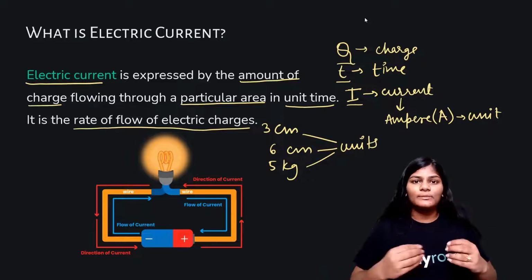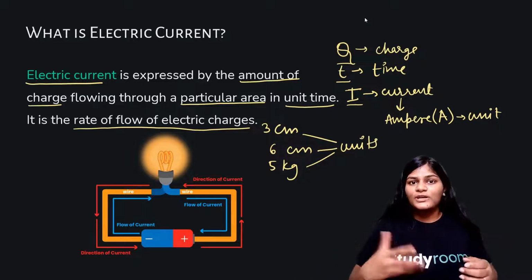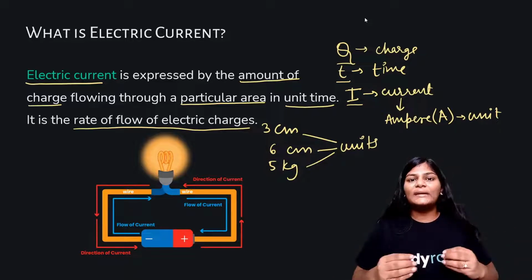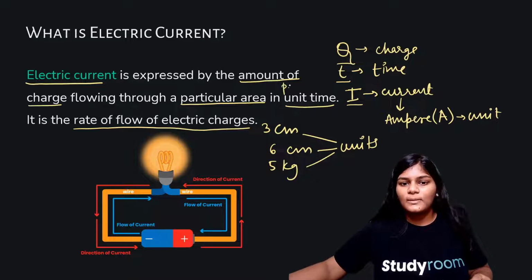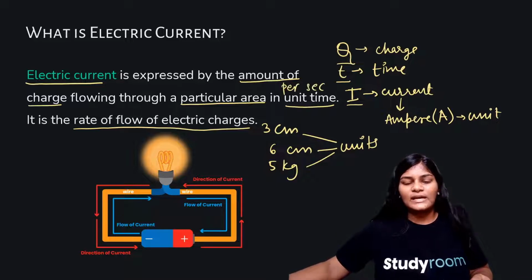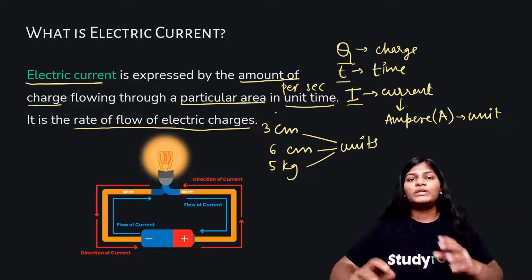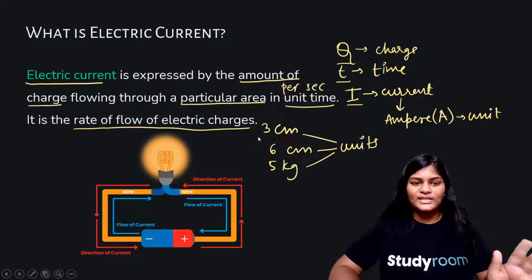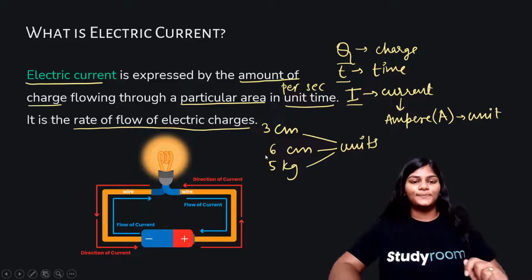In unit time basically means, unit means 1, and time is measured in seconds, right? So unit time means per second. So another way you can write unit time is per second. This is how you can write unit time. So how we express it, we'll do it in a few slides. Okay, let's move on from here. Keep the concepts of unit and symbols in mind.